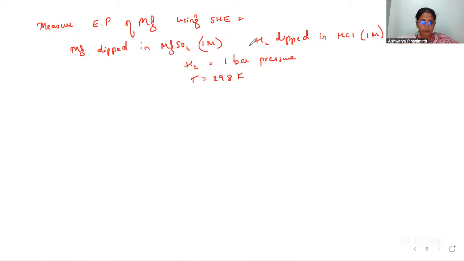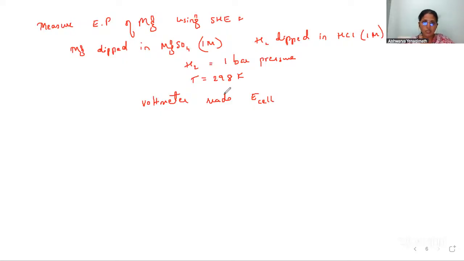My setup is ready. We have connected these two electrodes using wire, and we have placed a voltmeter. Why a voltmeter? Because it reads the cell potential. We need it to read E cell. It will tell me the value of the cell potential. Therefore, to measure the reading, I want a voltmeter, and that is also connected.